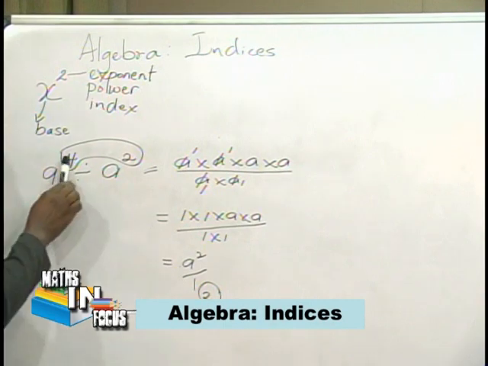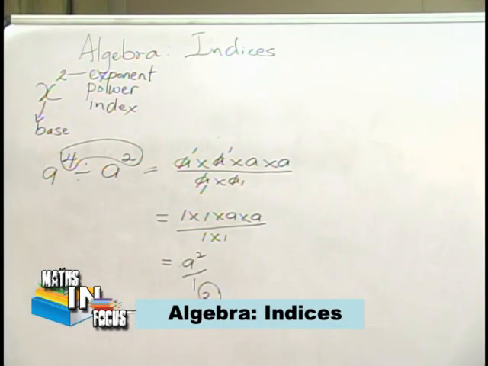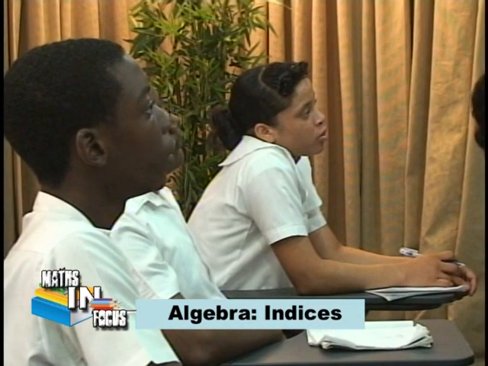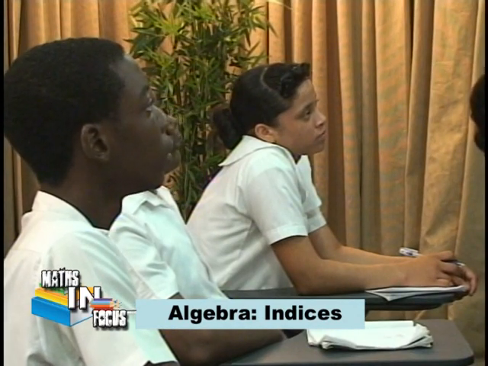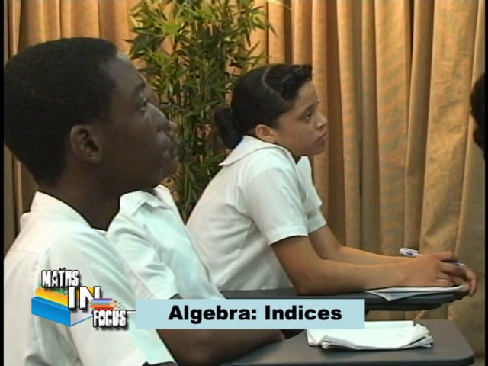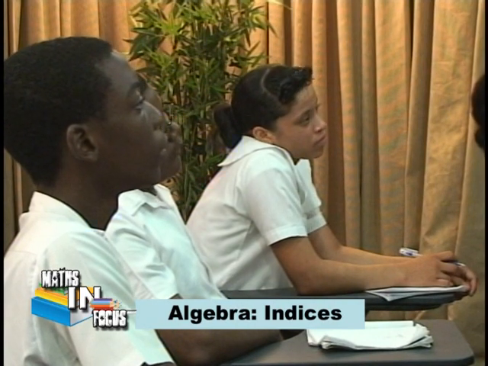How could we have moved from here to there? Subtraction. Subtract what? The 2 from the 4. The lower power from the higher power. Now let's go again. Let's see if we're going to come up with the same thing.